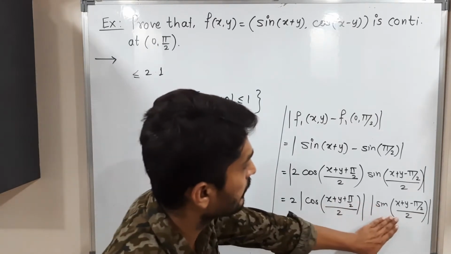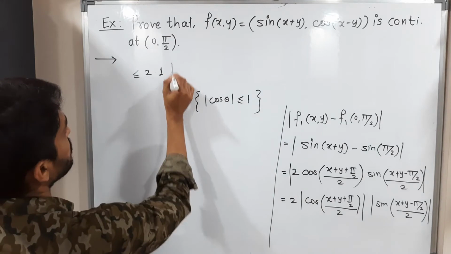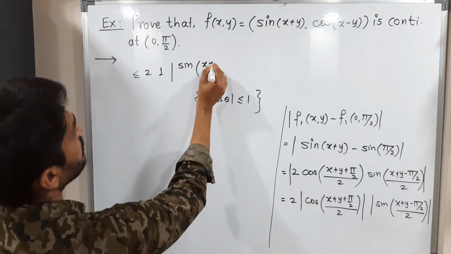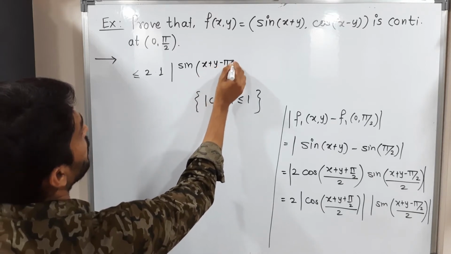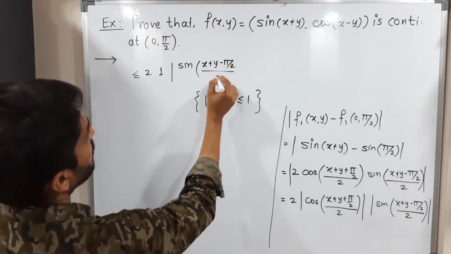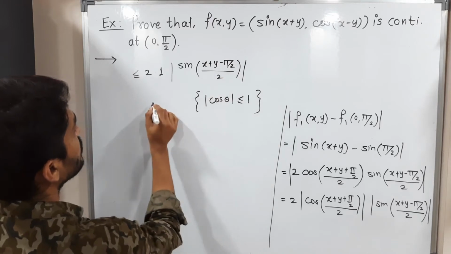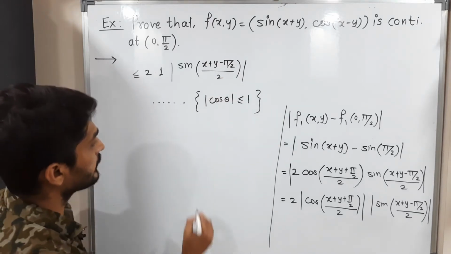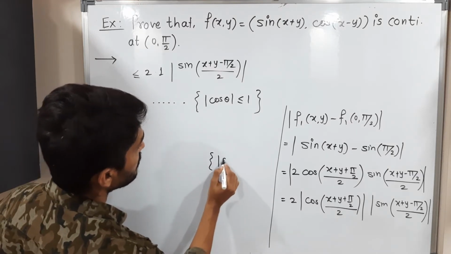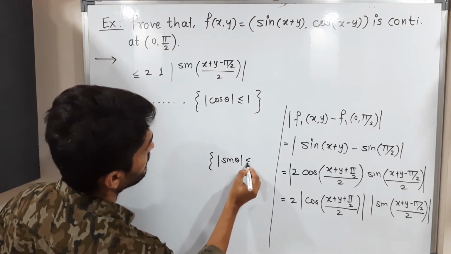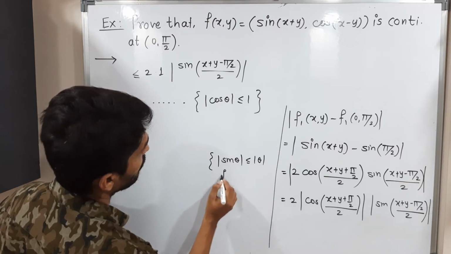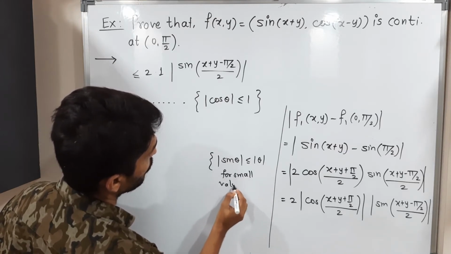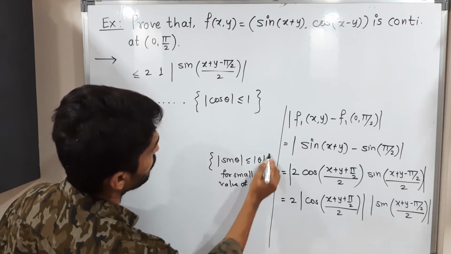Okay, and the last bracket I will not touch, that is mod sine of (x plus y minus pi by 2) divided by 2. So this information we use here. There is one more result, that is mod sine theta is less than or equal to mod theta for small value of theta. So this thing also I am going to use.